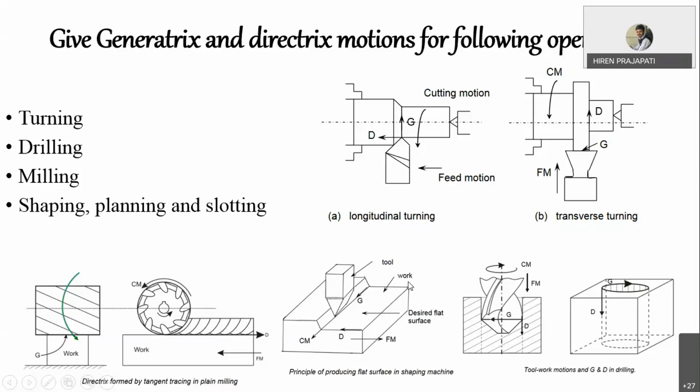Yeah. So in that case, the workpiece table is the generatrix, and as you move this tool along the transverse direction, that is called the directrix. So these are opposite motions, generatrix and directrix, in the case of shaper machine and planer machine, right?